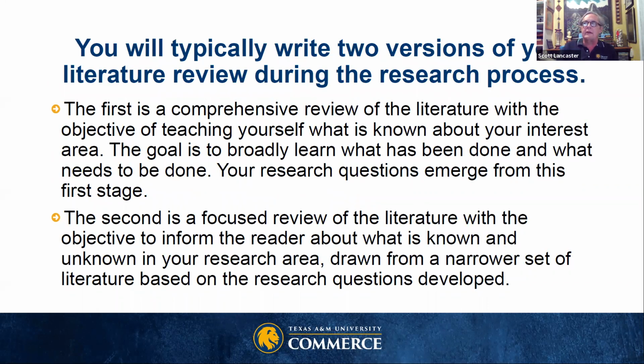You typically will write two versions of your literature review during the research process. The first one is a comprehensive review of the literature with the objective of teaching yourself what is known about your interest area. The goal is to broadly learn what has been done and what needs to be done. Your research questions emerge from this first stage.